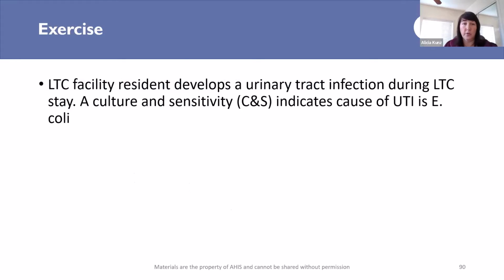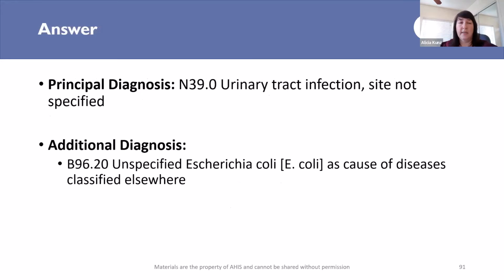We're going to do an exercise. So get your code books out. So here you have a long-term care facility resident develops a urinary tract infection during their stay, and a culture and sensitivity indicates the cause of the UTI is E. coli. This is our answer here on the screen.